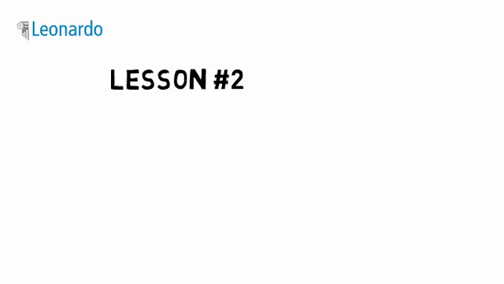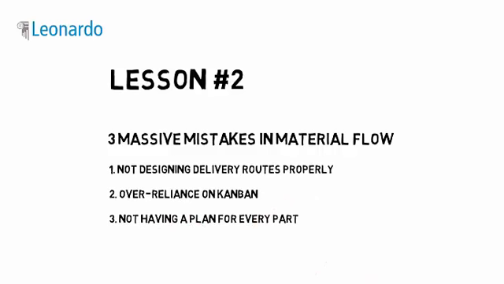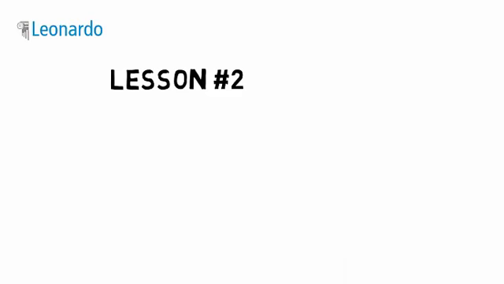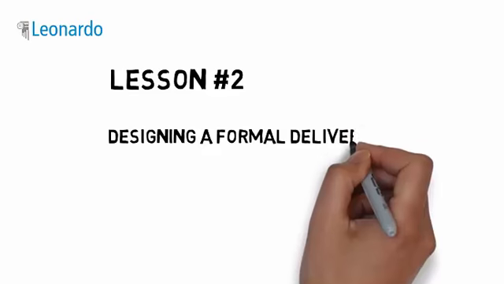I'm Richard Rahn. In the previous lesson, we presented three massive mistakes in material flow: not designing delivery routes properly, over-reliance on Kanban, and not having a plan for every part. And if you haven't viewed that lesson yet, you can do so by clicking on the link at the top of this page. In this lesson, we'll dive deeper into one of these three topics: the design of formal delivery routes. But first, let's review why this is important.